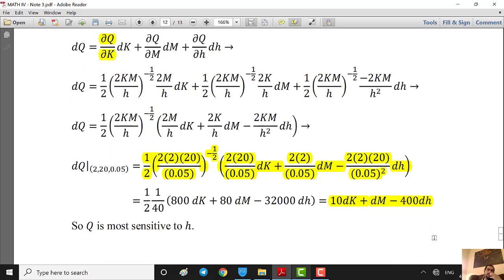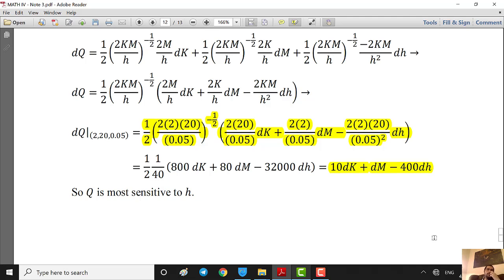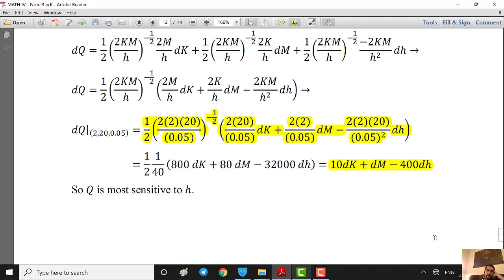And what is the interpretation of this conclusion? It is that Q is the most sensitive to H because the absolute value of the coefficient of H is the biggest. So after H, Q is most sensitive to K, and after that to M, right? Okay, this is the end of the solution to example 10 and the end of Note 3.